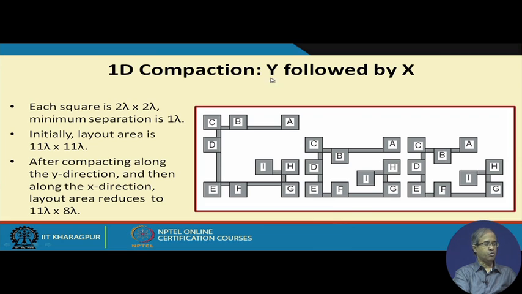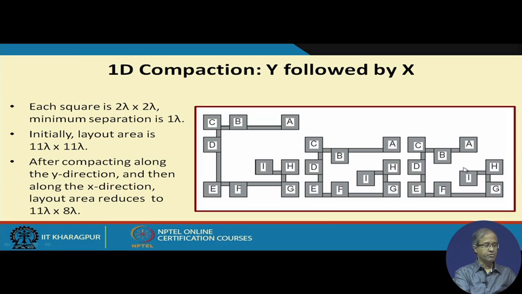Let us try the other way around, y compaction followed by x compaction. This was our original problem, okay, 11 by 11. First let us do y compaction. You see D can be moved here because this place is empty, D is moved here, gap of 1. C can also be moved down, B can also move down up to here because C and B must be connected. So, B cannot be moved any further. Similarly, A you can move up to here, H, this is possible. Okay. So, now your height becomes 8, 2, 1, 2, 1 and 2.